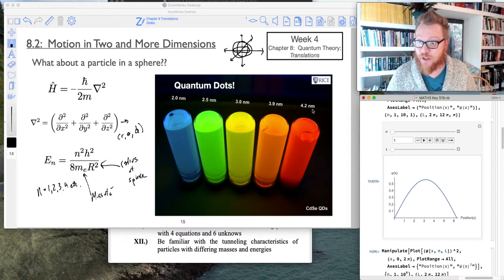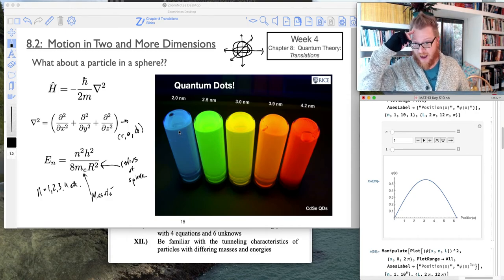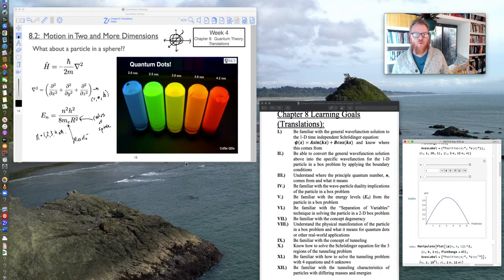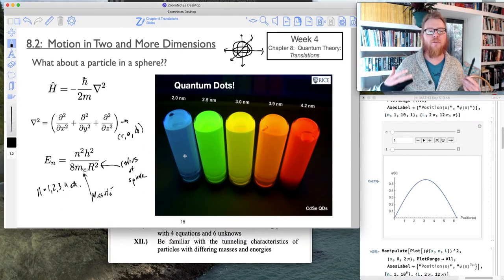And you notice there's a really cool trend. The very small particles appear blue to our eyes. The bigger particles appear red to our eyes. And as the particles get bigger, they push more into the red end of the spectrum. Or in other words, as the particles get smaller, they push more into the blue end of the spectrum. This is a direct result of the particle in a box or particle in a sphere phenomenon.